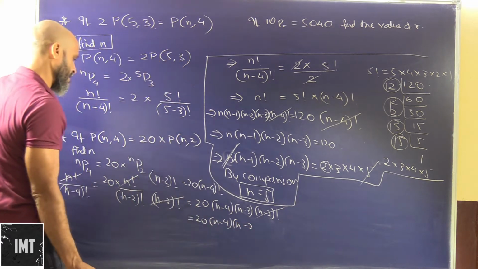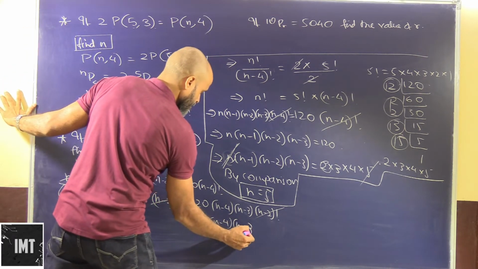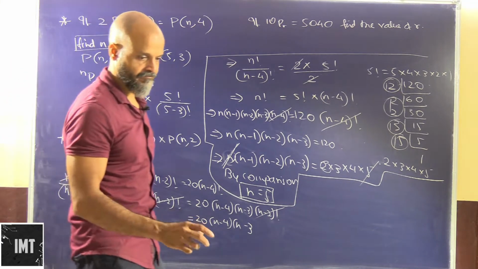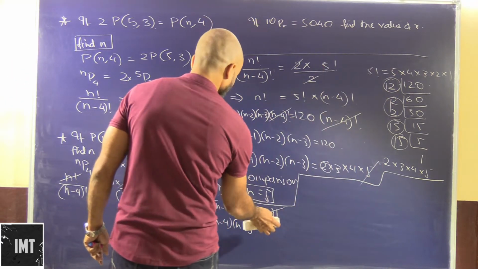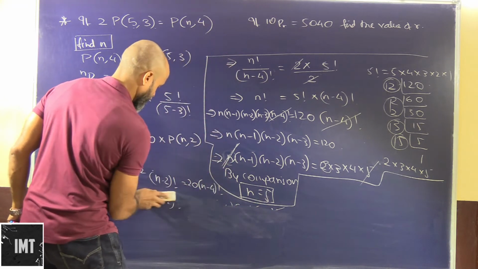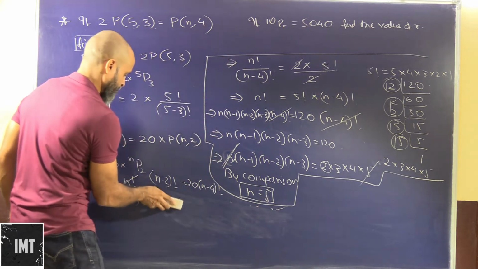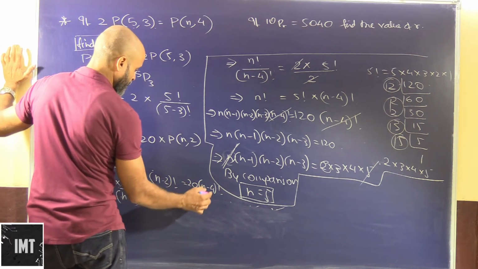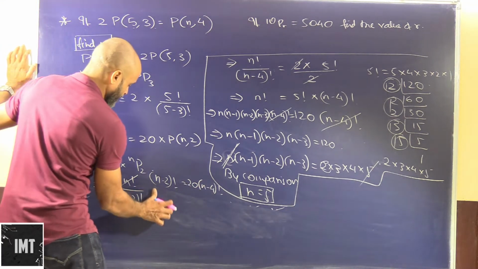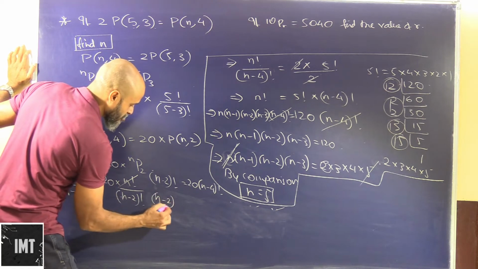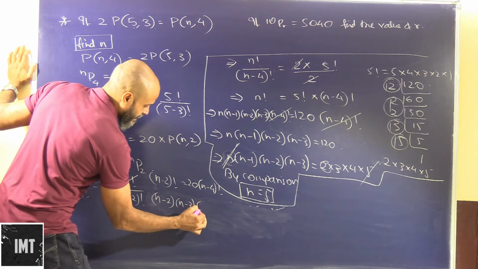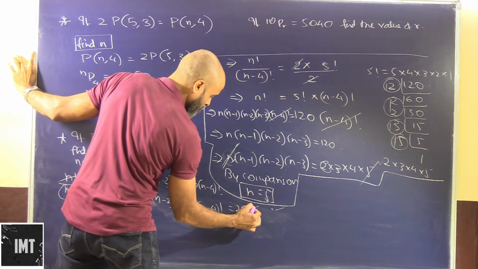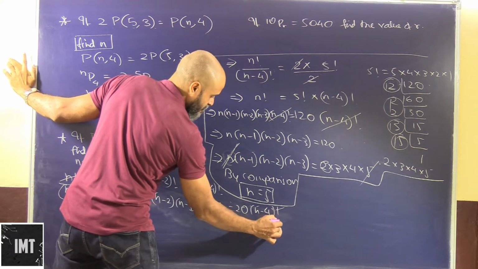Are we going in the right track? No, we are not on the right track. We are goofed up here. So here it will be n minus 2, n minus 3, and then n minus 4 factorial. This will be equal to 20 into n minus 4 factorial. I am so sorry.